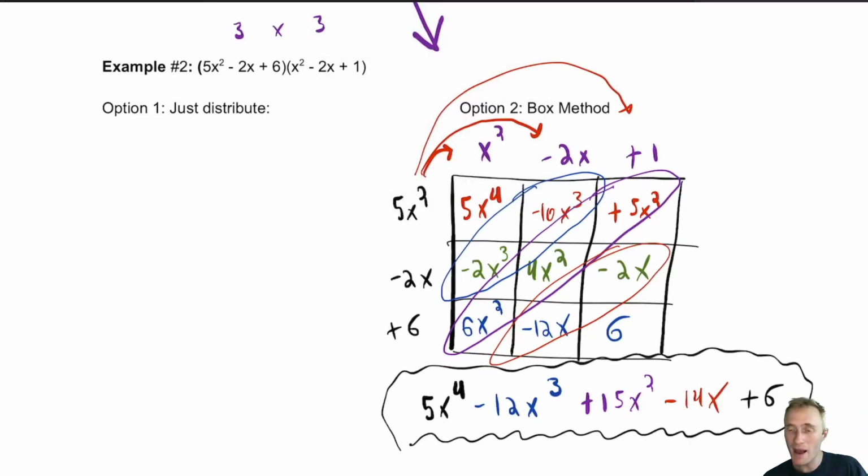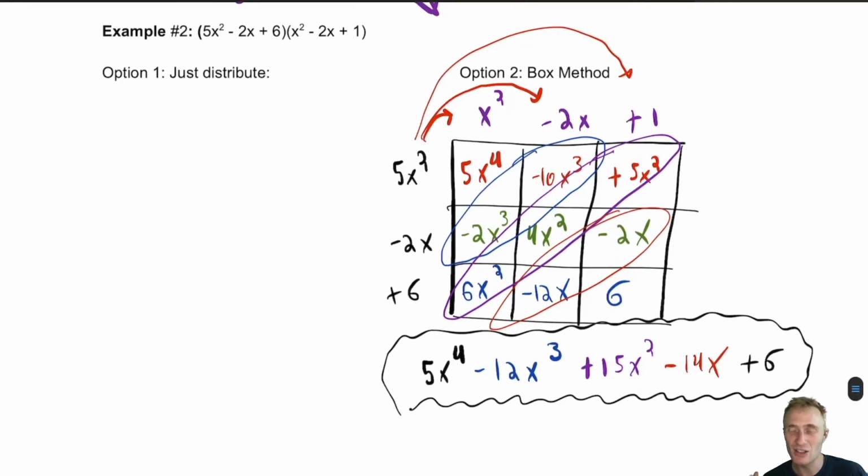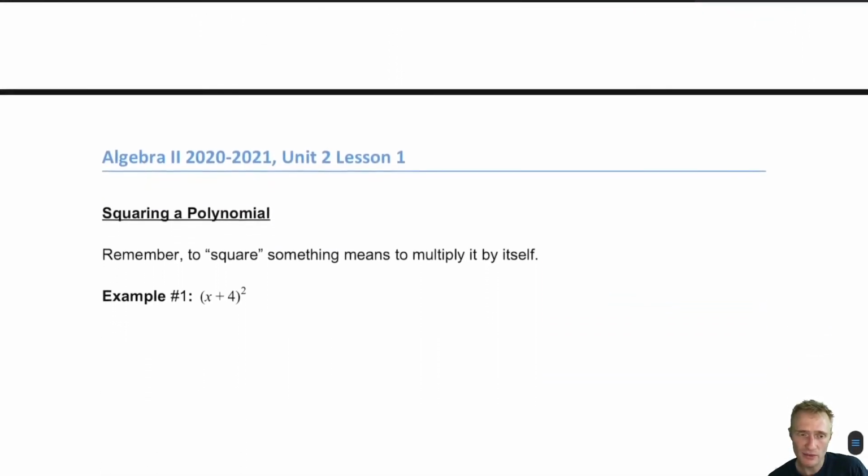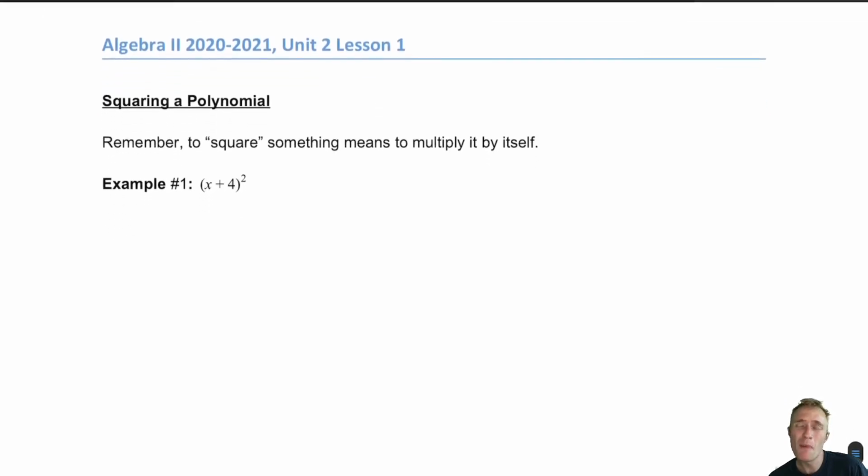That would have been a bit of a mess to do without the box method. So when it gets to 3 by 3, I highly recommend the box method. The very last thing for today is just to remember what squaring means.